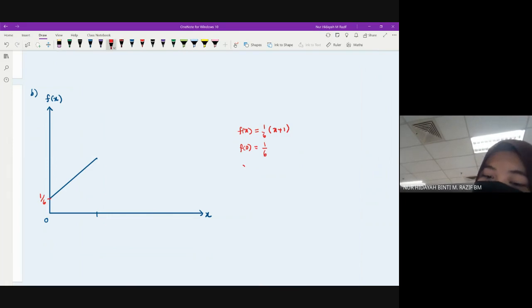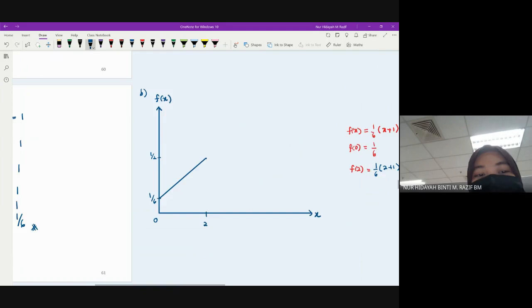Seterusnya bila saya kira f of 2 untuk saya tahu kat mana nilai ni berakhir sebab kat bawah ni adalah 2. So what I need to do is I just need to calculate f2. F2 akan jadi 1/6 darab 2 tambah 1. So that is 3/6 which is 1/2. So 1/6 this is 1/2. Okay, so bila di situ 1/2, now apa yang kita boleh buat adalah kita tengok pula untuk fungsi seterusnya.